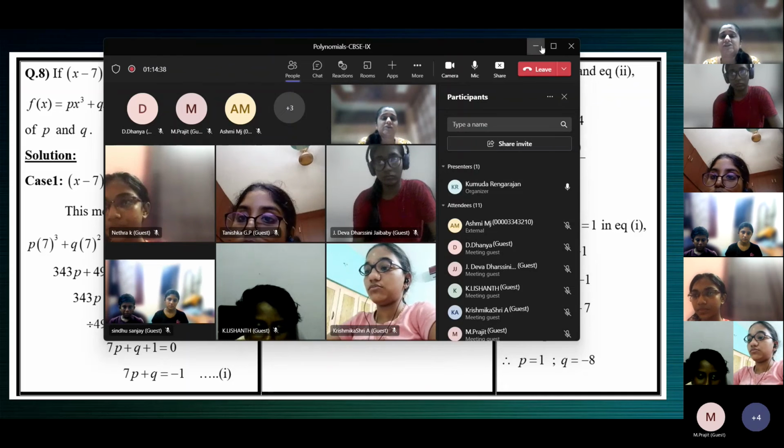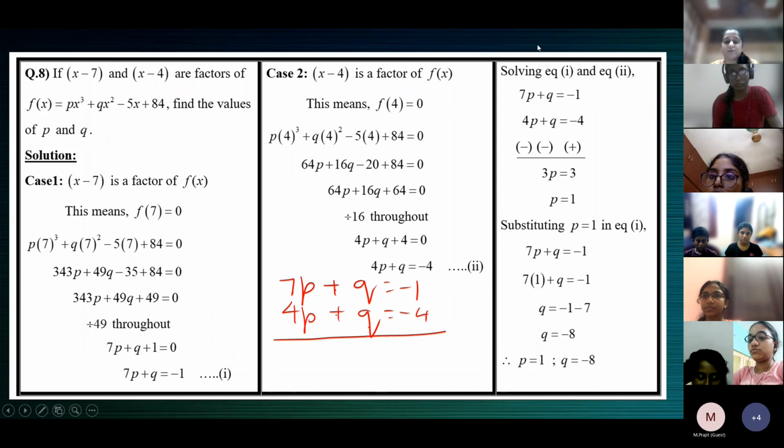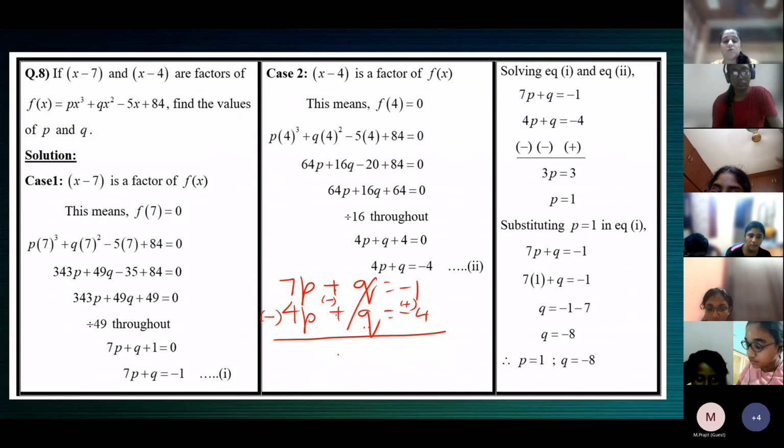That's just for your information. So why should we change the signs? Because when you change the signs, it becomes plus q minus q. Then only you can cancel, 0, and q goes away. So q is eliminated, and you can find the value of p.